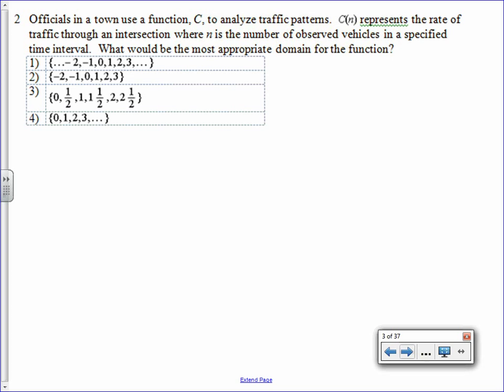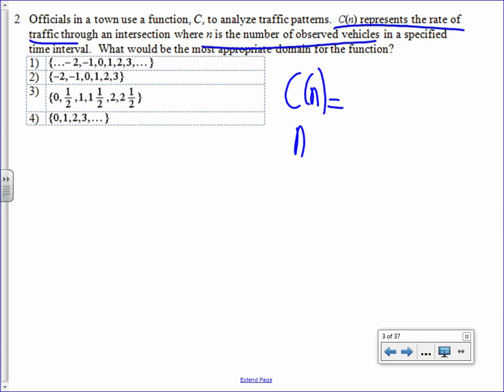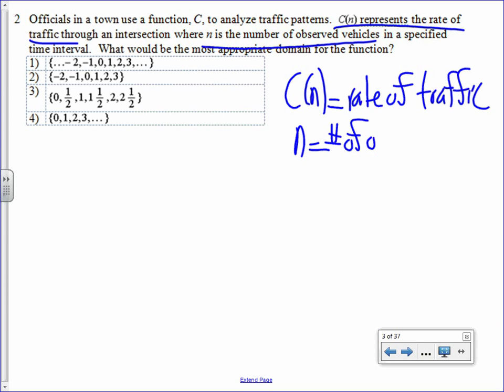Officials in a town use a function C to analyze traffic patterns. C of n represents the rate of traffic through an intersection, where n is the number of observed vehicles. Get in the habit of writing what each thing is. C of n is the rate of traffic. N is the number of observed vehicles.